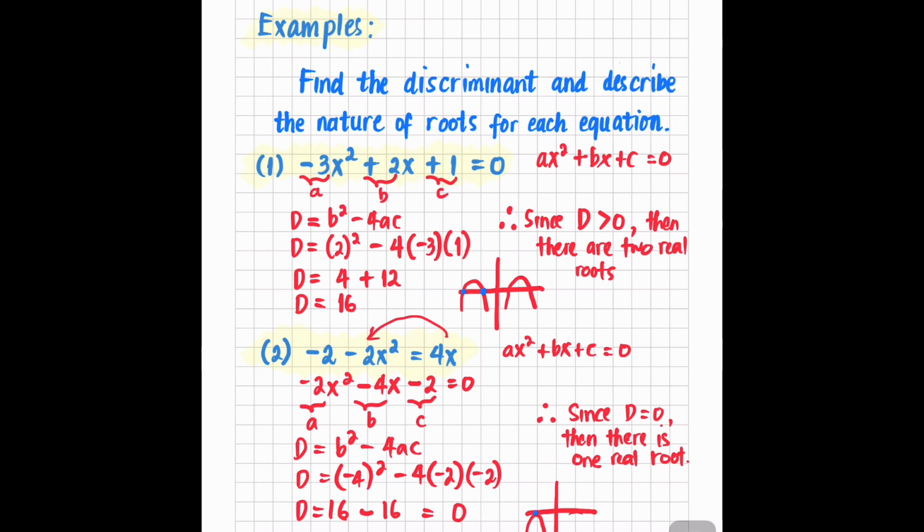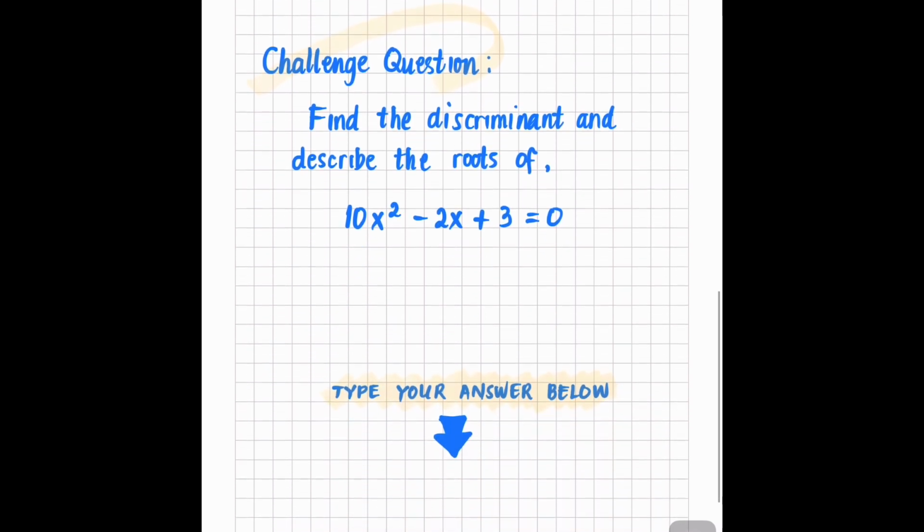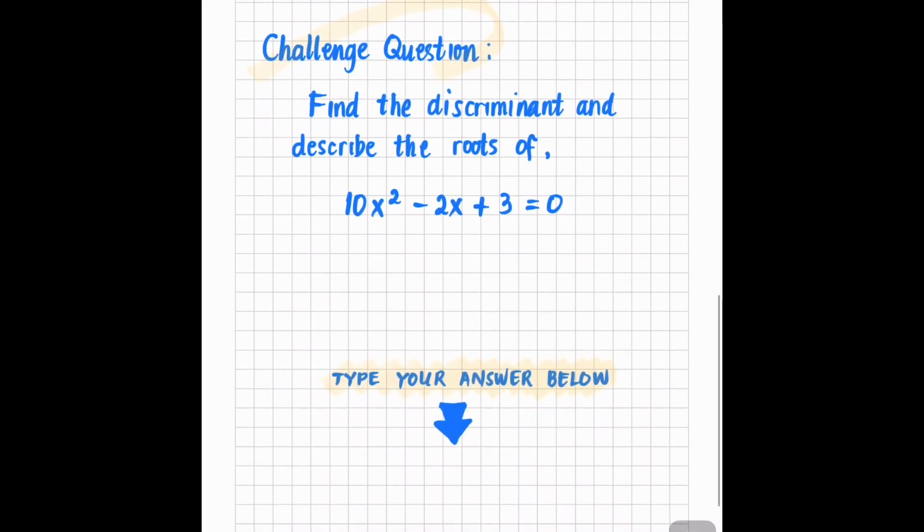And for your challenge, please grab your pen and paper and answer this question. Find the discriminant and describe the roots of 10x squared minus 2x plus 3 equals 0.